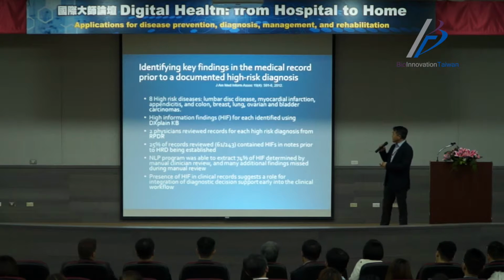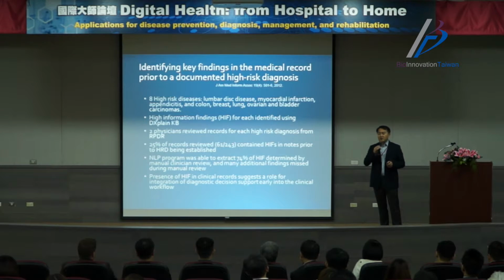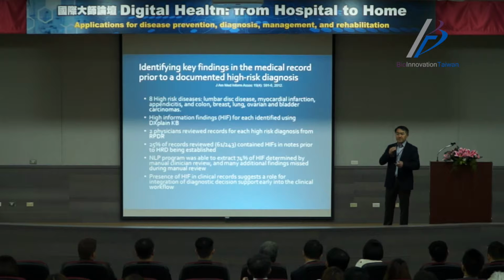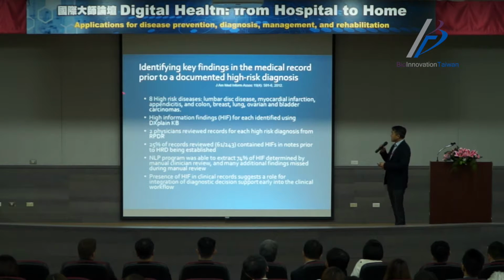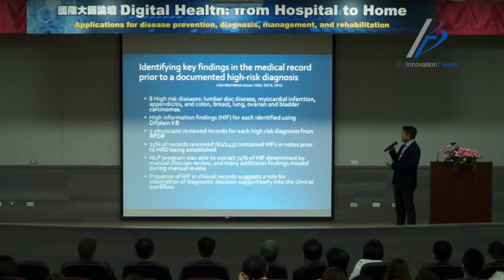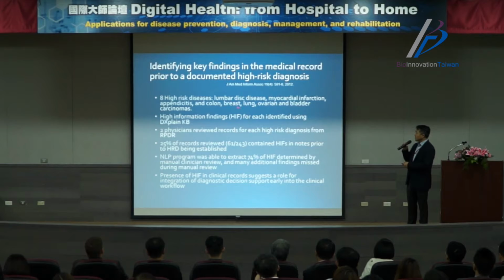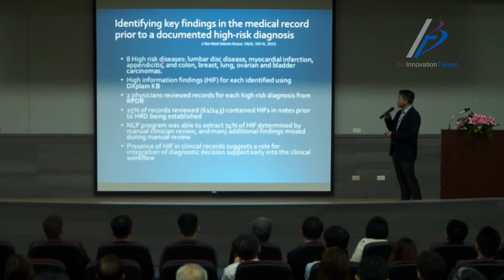Another study we did was that the question was, can you actually identify findings in a medical record ahead of the doctor making the diagnosis with a system like this, and perhaps alert physicians to misdiagnoses or get them to find a diagnosis sooner than you would have found it normally? And in this study, we took 8 high-risk diseases. You can see them here. These are diseases that if you miss for too long, something bad could happen.